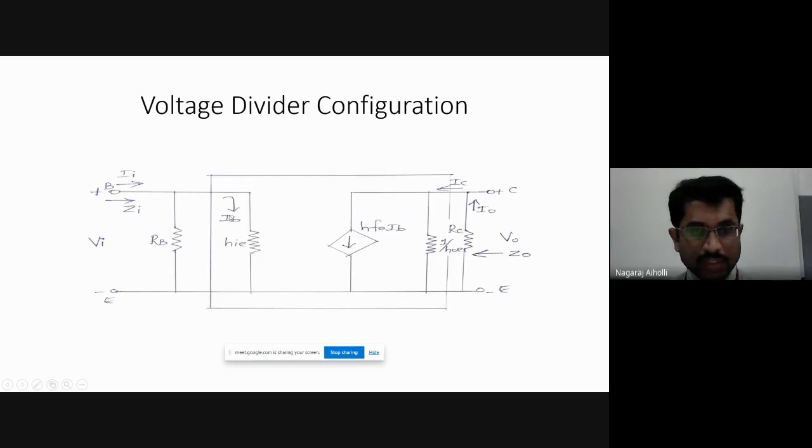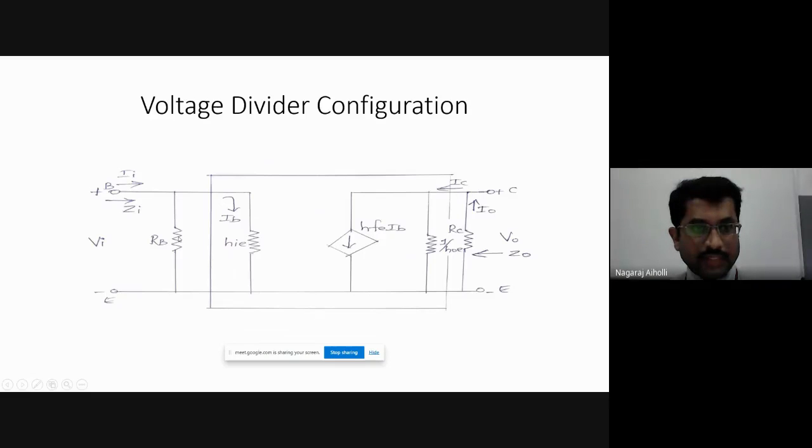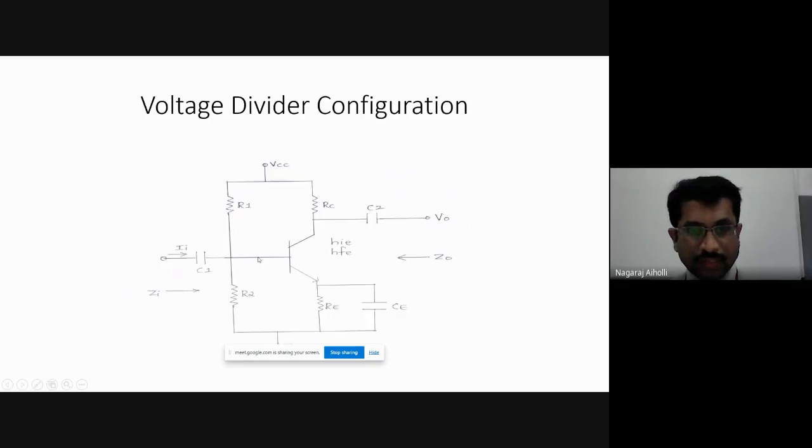The approximate hybrid equivalent circuit of the voltage divider is similar to that of the fixed bias. That's what I told: if we replace RB by R1 parallel R2, it will be the same as that of the fixed bias configuration. So R1 parallel R2 is nothing but RB. It is taken between the base terminal and emitter, or between base and ground. Then we have HIE, the emitter to base junction resistance, or beta RE, that is HIE here.